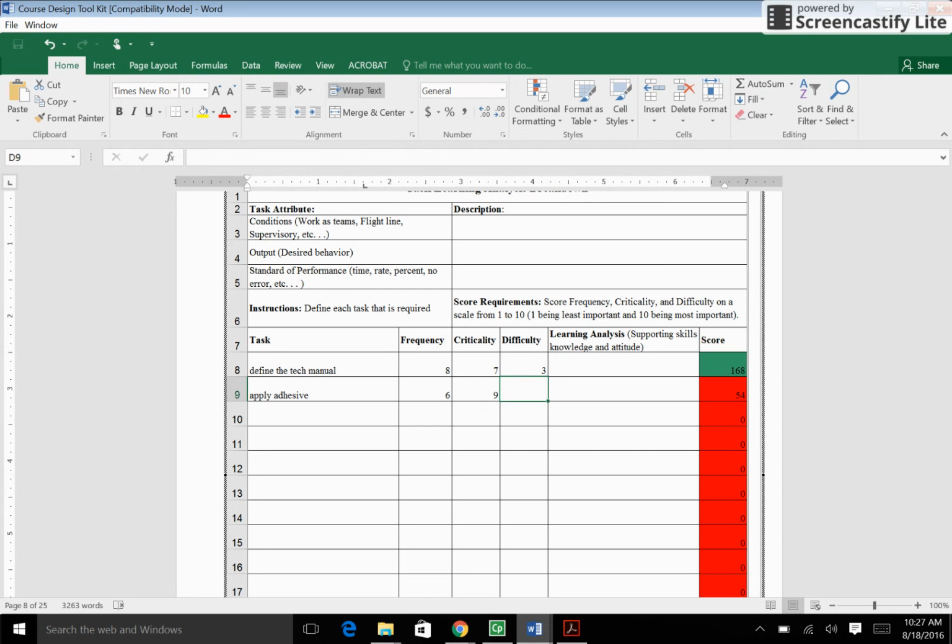Then we come over to difficulty. How difficult is it? That's going to depend. That's where it really comes in between your apprentice and your master mechanic, or whoever you're talking with. I'm an apprentice, so I'm going to say that's really hard for me to do, so I'll give it an 8. Oh, we got a score of 452 and it's blue. That means it had better be covered in detail. So not only a specific objective, but we need something hands-on to do this.